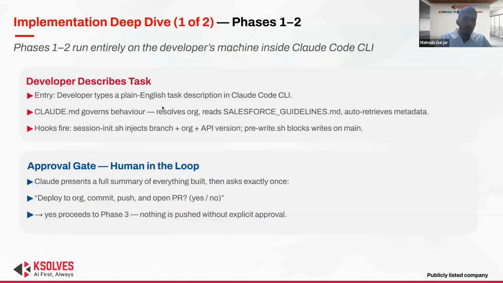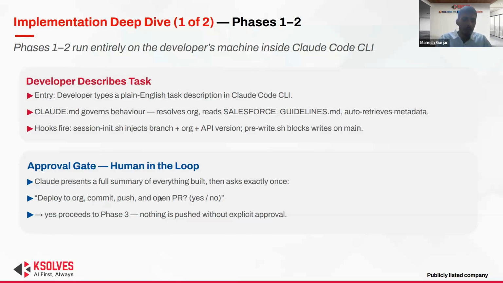Now, with phase one, our task is implemented. We got the task implementation completed. Now comes phase two. It is the approval gate. What happens once Claude completes implementing the task? It will ask for human approval. Once we approve, it will deploy the changes to the org. It will commit, push, and open a GitHub PR for us.